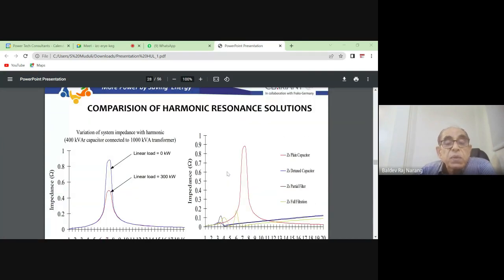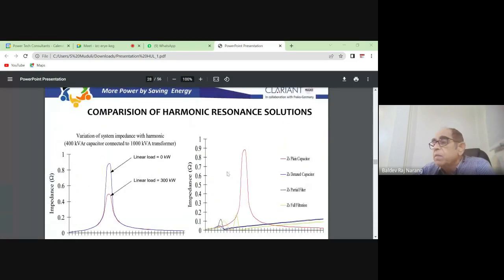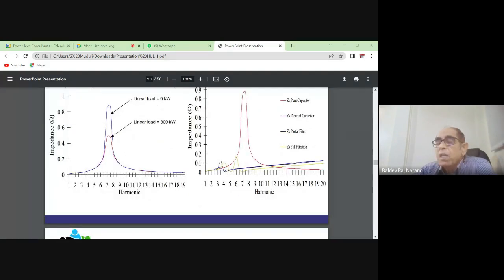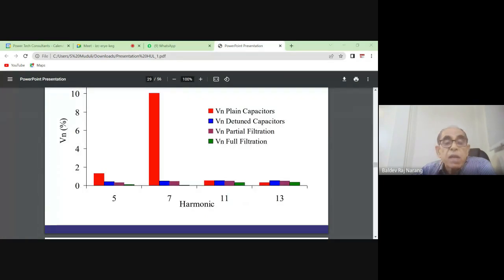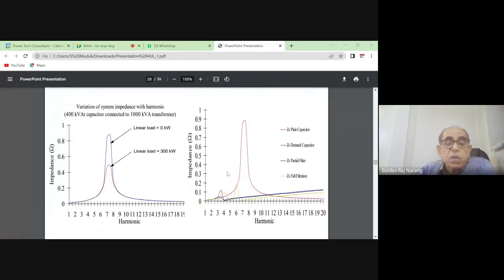So let's go to the next one. So this is how harmonic resonance occurs, I have explained it. Just the earlier slide, the last one. So here there is a curve. I'll go to the second curve, this one first.